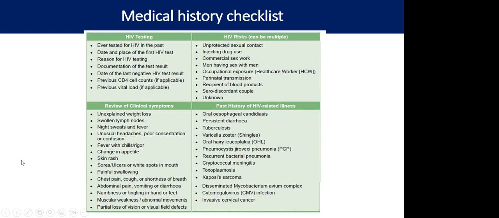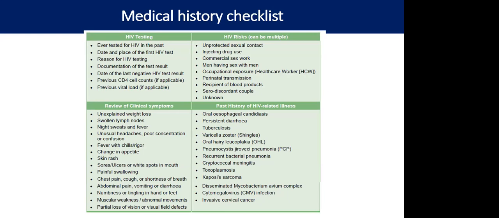Night sweats and fever due to TB or B symptoms of lymphoma, unusual headache, poor concentration and confusion, fever with chill and rigor, change in appetite, skin rash, whether spontaneous or related to some drug, has to be ascertained. Nature of the rash, is it pruritic or not? The site, how the rash evolved, what was the first site that the rash appeared, and what was the evolvement is important, whether associated with fever or not, or many other things that you need to look into.